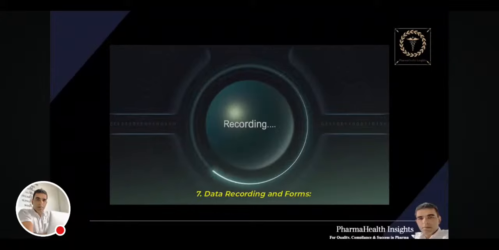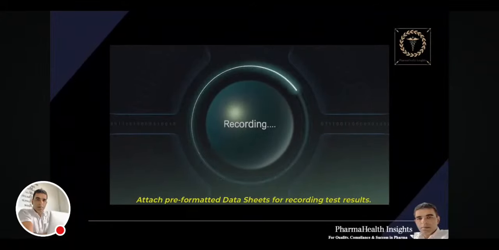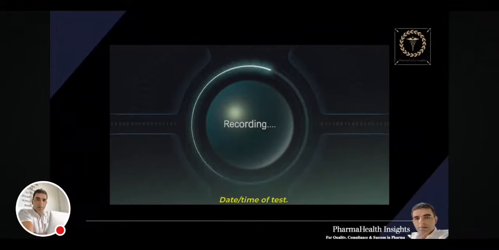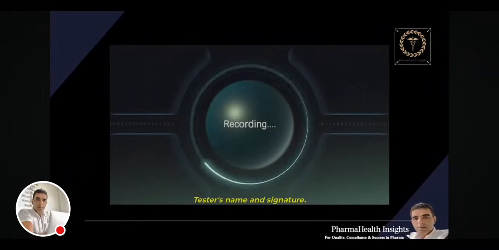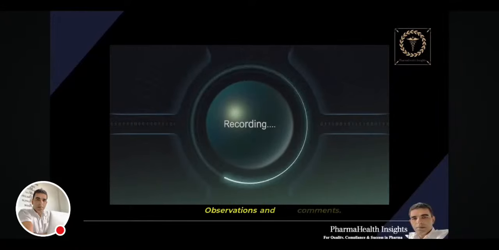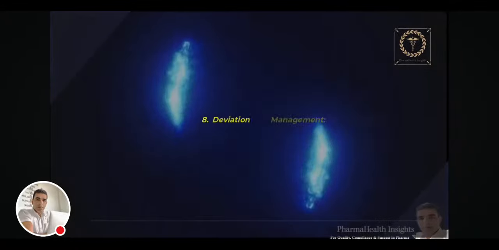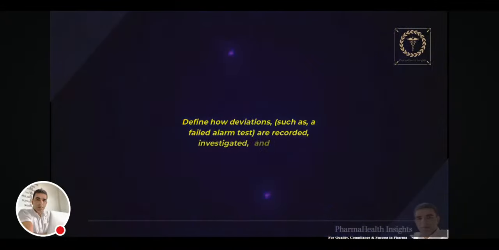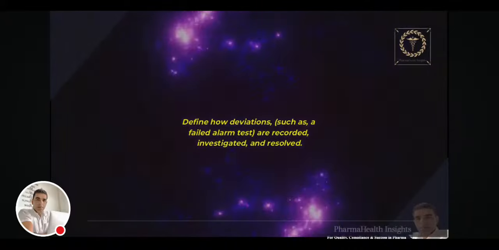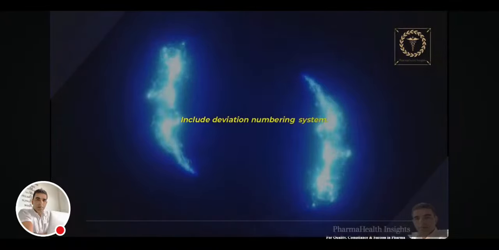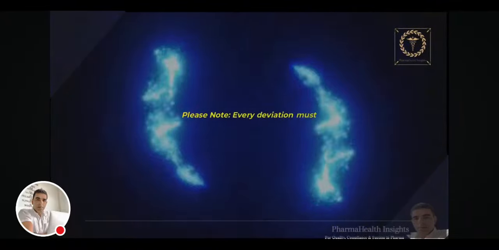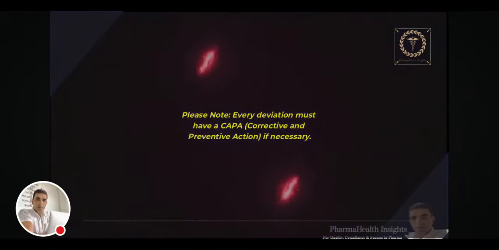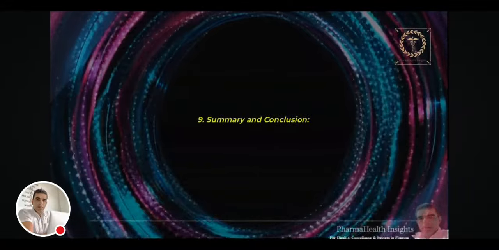7. Data recording and forms. Attach pre-formatted data sheets for recording test results. Include space for date, time of test, tester's name and signature, reviewer's name and signature, observations and comments. 8. Deviation management. Define how deviations, such as a failed alarm test, are recorded, investigated, and resolved. Include deviation numbering system. Please note, every deviation must have a CAPA, corrective and preventive action, if necessary. 9. Summary and conclusion.